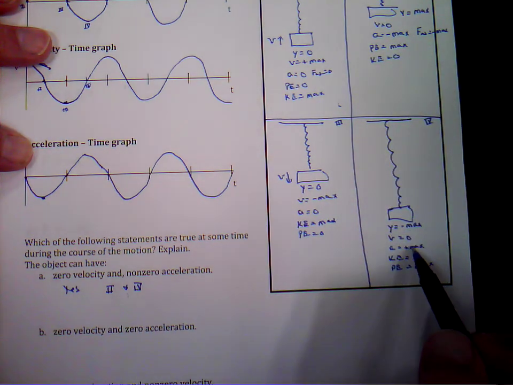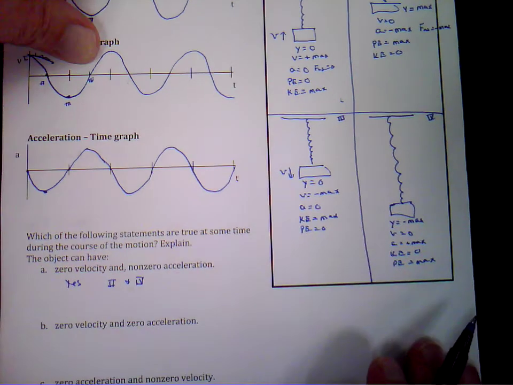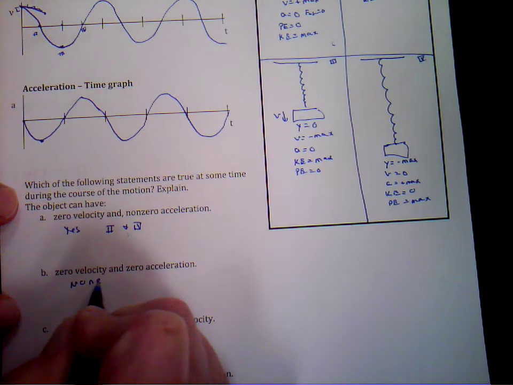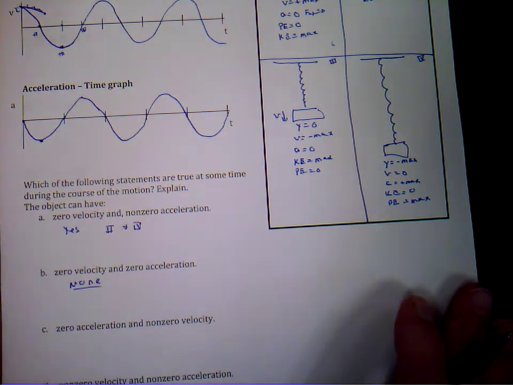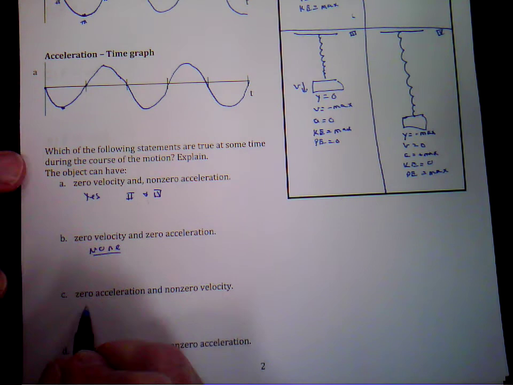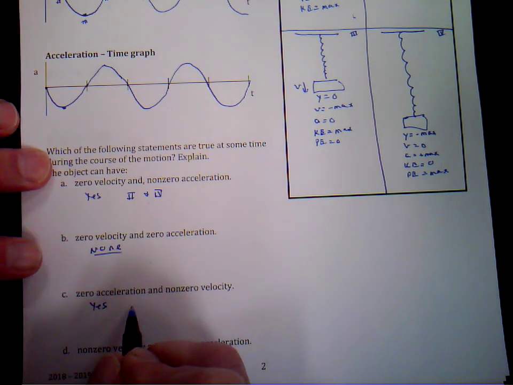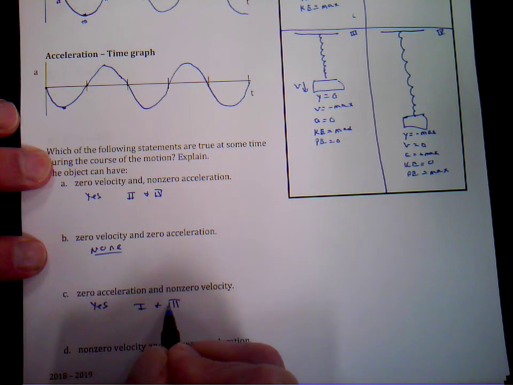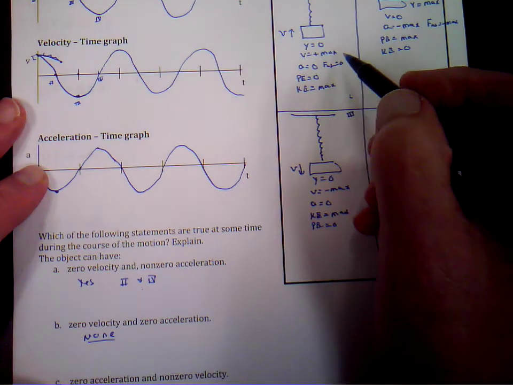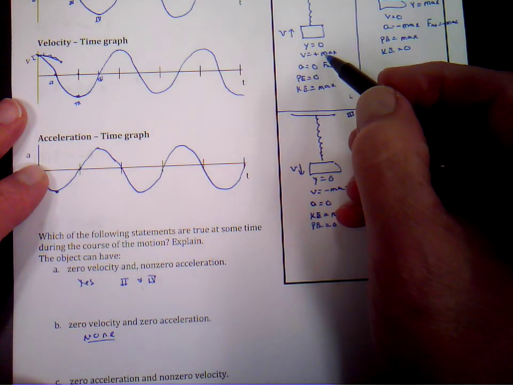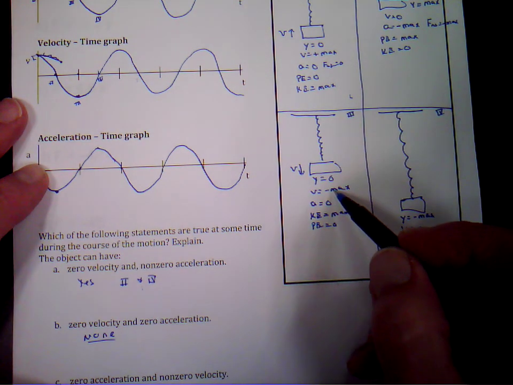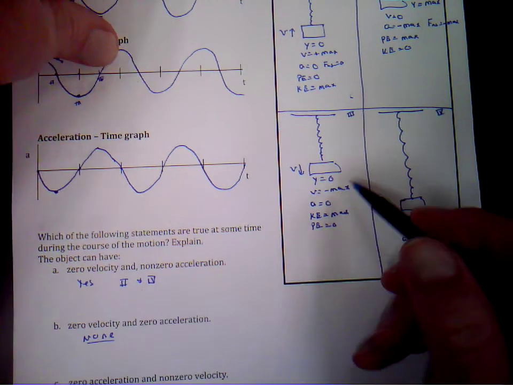Zero velocity and some non-zero acceleration. Zero velocity and zero acceleration. There are no places that have that. We have zero acceleration and non-zero velocity. Yes, those are positions 1 and 3. Because position 1 has zero acceleration and some velocity. Position 3 has zero acceleration and some velocity, maximum velocity actually.